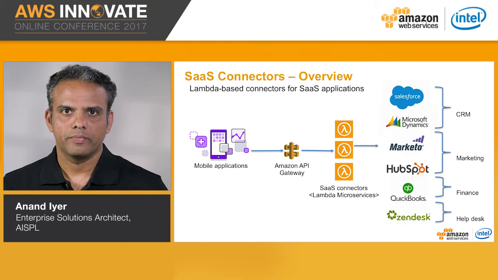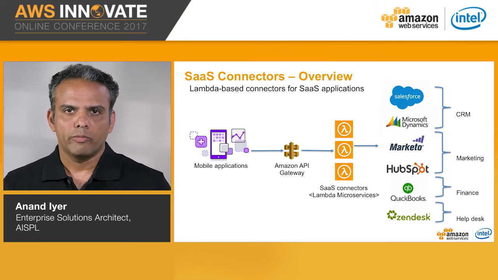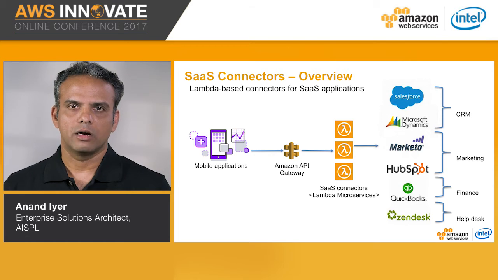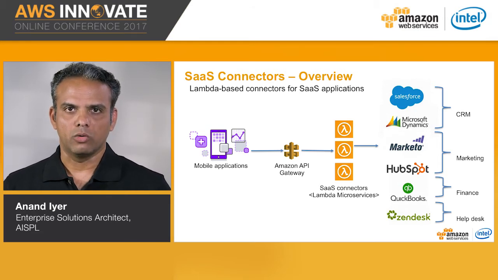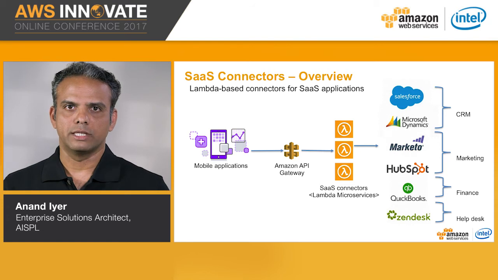SaaS connectors make it easy to securely access data in third-party enterprise SaaS applications from your mobile apps. AWS Mobile Hub now provides built-in SaaS application connectors that access the most commonly used objects, for example, accounts, contacts, leads in Salesforce, Microsoft Dynamics, Marketo, HubSpot, Zendesk, and QuickBooks. SaaS connectors also let your applications perform queries to retrieve all the custom objects available in these applications.